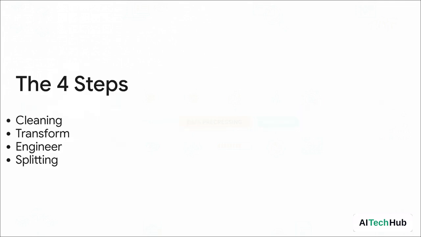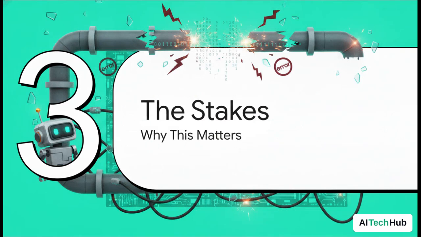So there you have it. Those 4 concrete steps: cleaning, transformation, feature engineering, and splitting. And they are almost always executed in exactly this chronological order. Each step absolutely relies on the success of the one right before it to build a rock-solid foundation. Which brings us to our final section, the stakes, and why all of this actually matters.